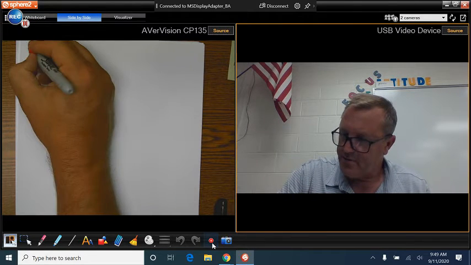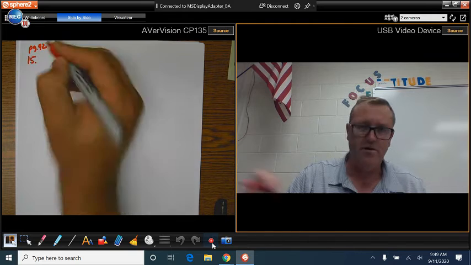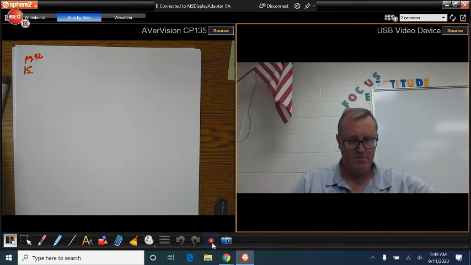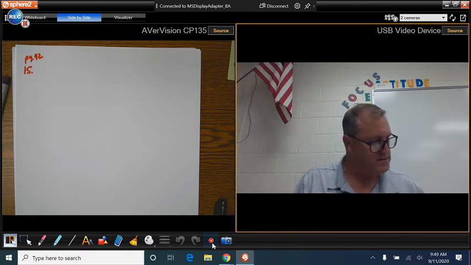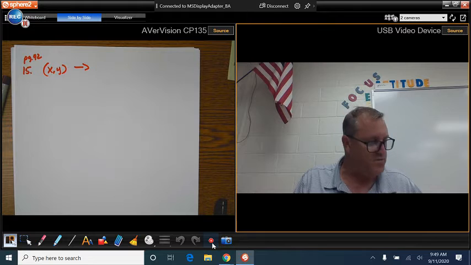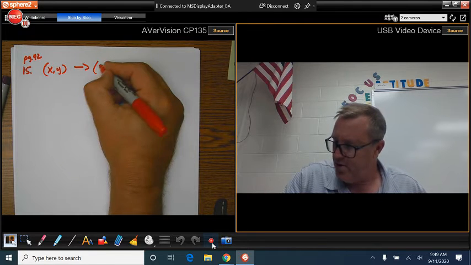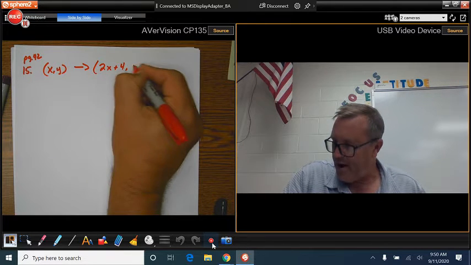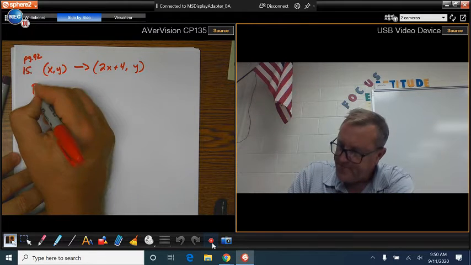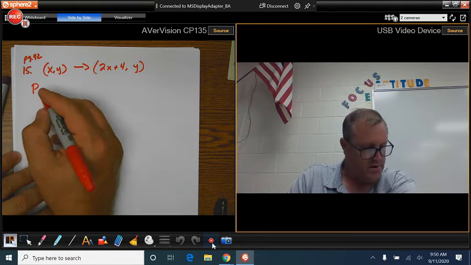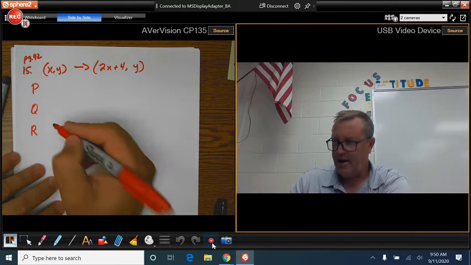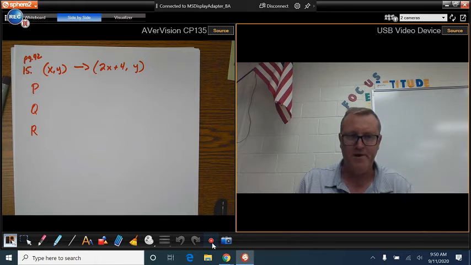Okay. So rigid motion, which we kind of talked about yesterday, we don't have to just determine whether or not it's rigid and talk about what makes it rigid and what makes it not. All right, so the given information gives us a mapping of x, y maps to 2x plus 4y. Okay? And if we look at the graph on the page, we've got P, Q, and R. All right, Hope, looking at P, what's the ordered pair for P?